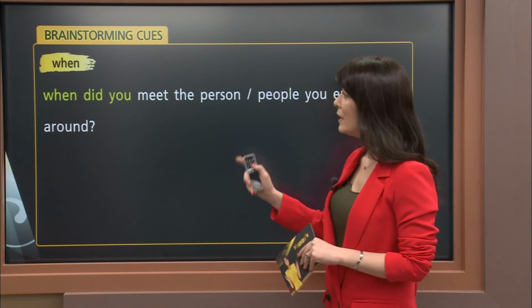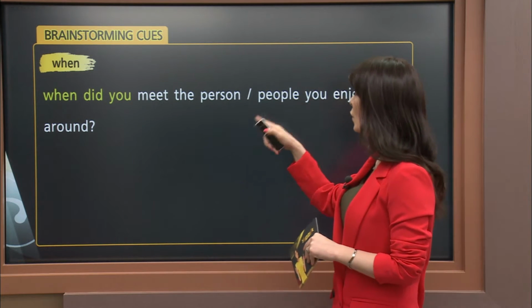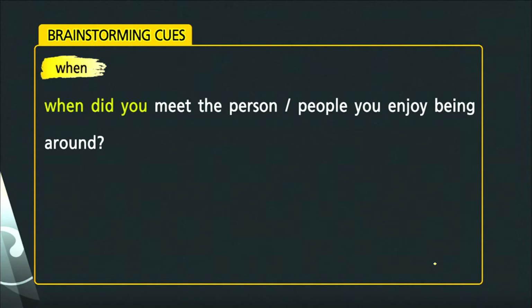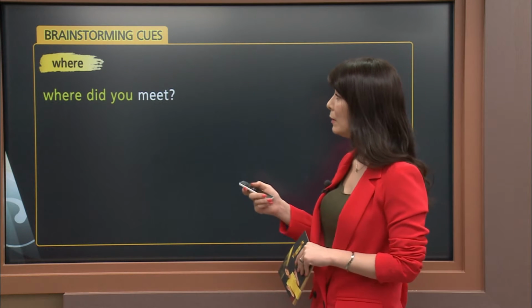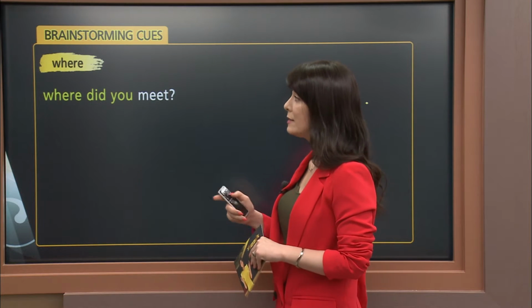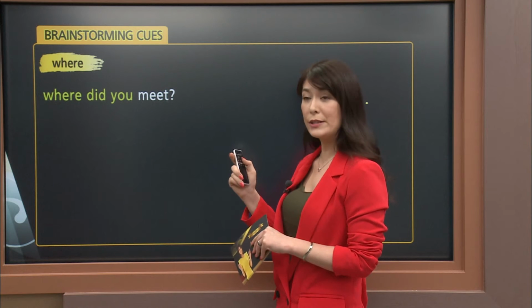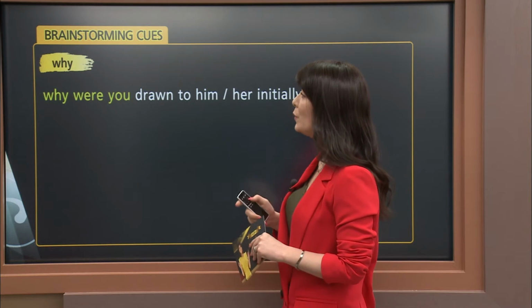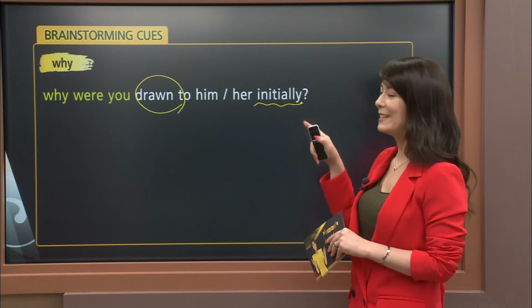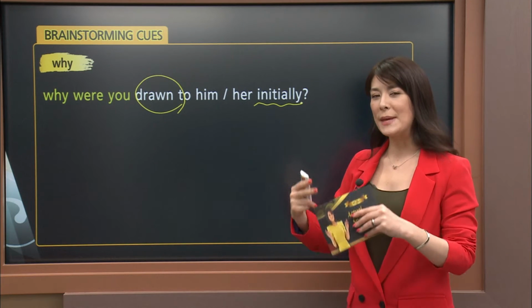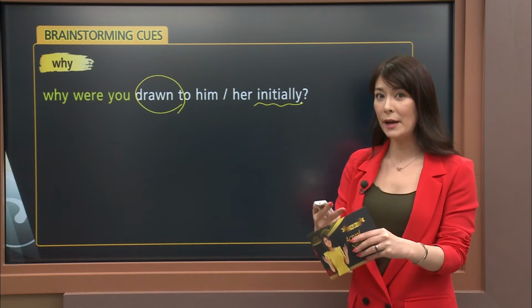Moving on to when did you meet the person or people you enjoy being around? Remember, we talked about people you enjoy being around, and perhaps you can talk about when you met this person or people. Also, where you met, so where did you meet? Brainstorm that on your own. Why were you drawn to him or her initially? Okay, we've got some words here. Be drawn to somebody or something.